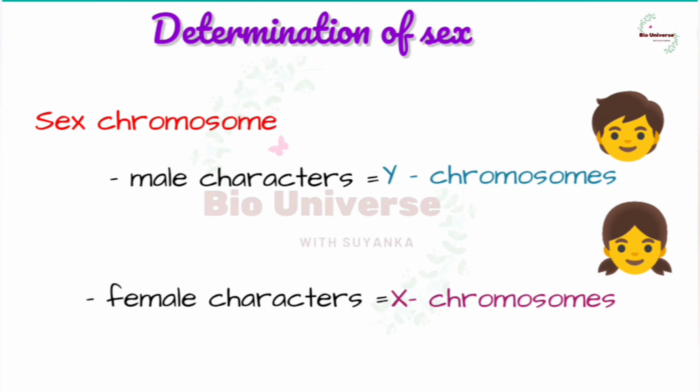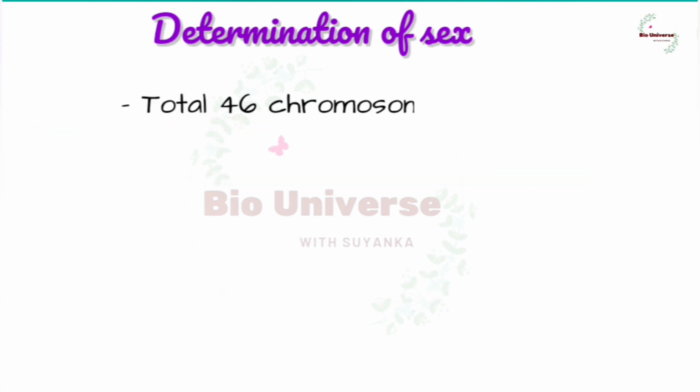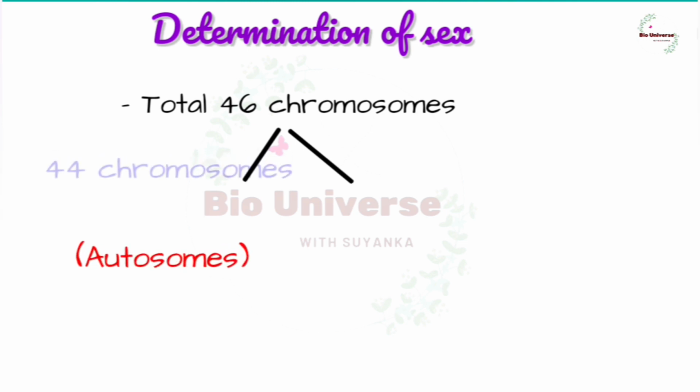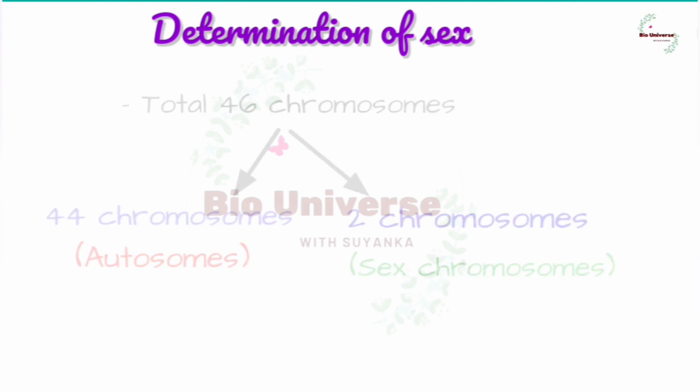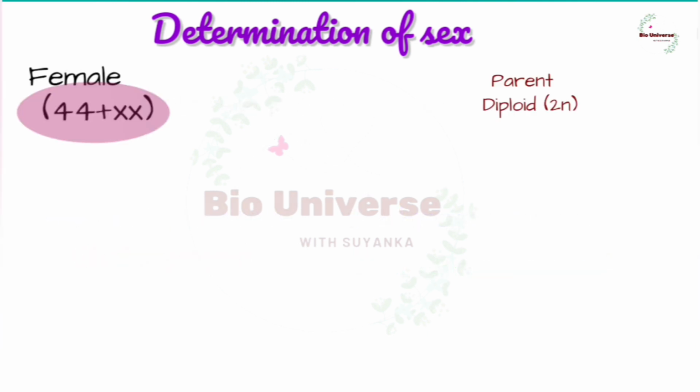We have a total of 46 chromosomes. Half of them come from the mother and the rest from the father. Out of these 46 chromosomes, 44 are autosomes and 2 are sex chromosomes. The sex chromosomes are not always a perfect pair. In females, there are 44 autosomes and 2 X chromosomes. In males, there are 44 autosomes, 1 X chromosome and 1 Y chromosome. So the chromosomes in women are 44 plus XX, while the chromosomes in men are 44 plus XY.